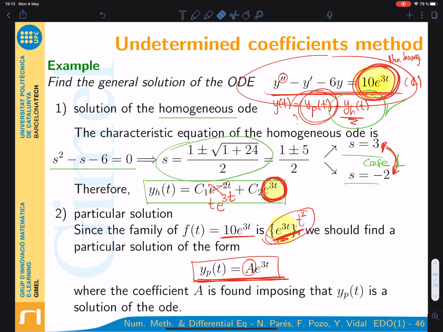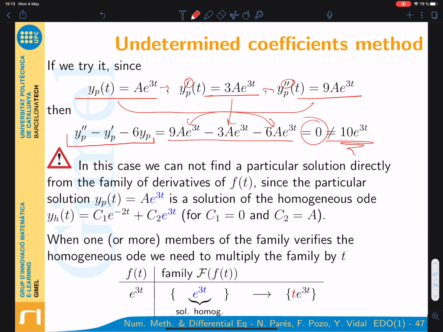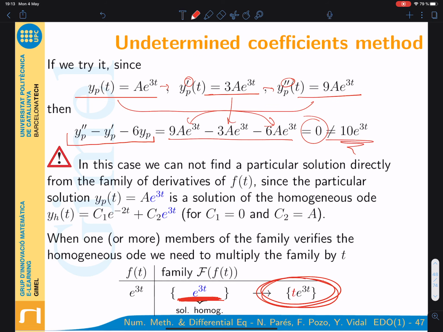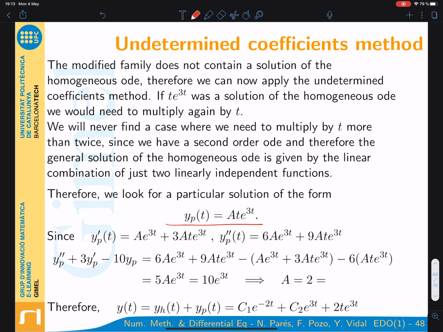So, in this particular example, we are in case 1, and we only need to multiply it by t once, because t times the exponential is not a solution of the homogeneous. So we will now try multiplying this function by t. Now, we propose yp to be a linear combination of t times the exponential.